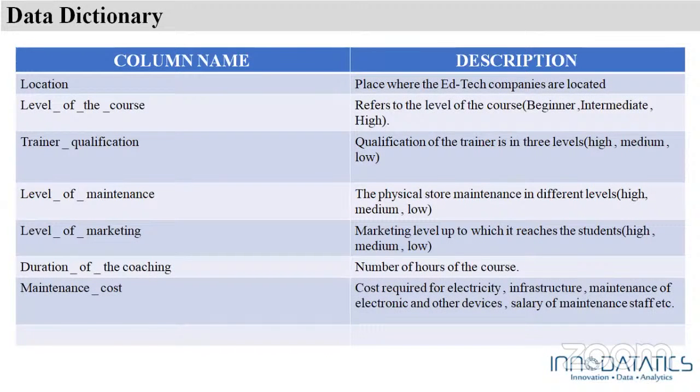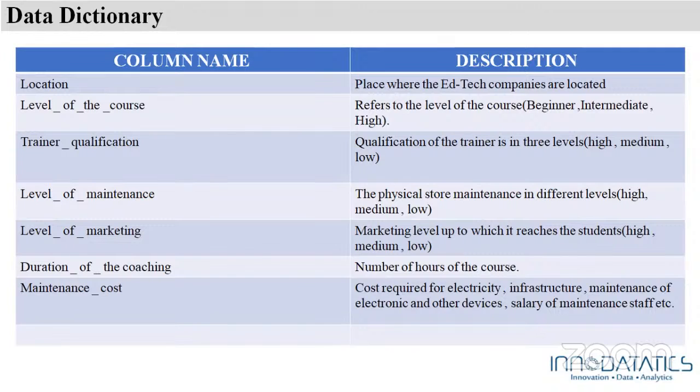Yeah, this is our data dictionary. We have taken some important factors here: the location, level of course, and trainer qualification. Here we have taken the level of course as a level, I mean beginner, intermediate, high, in that way. Trainer qualification also we have taken in the same notion: high, medium, low. The level of maintenance and level of marketing are also taken in the same way: high, medium, low.